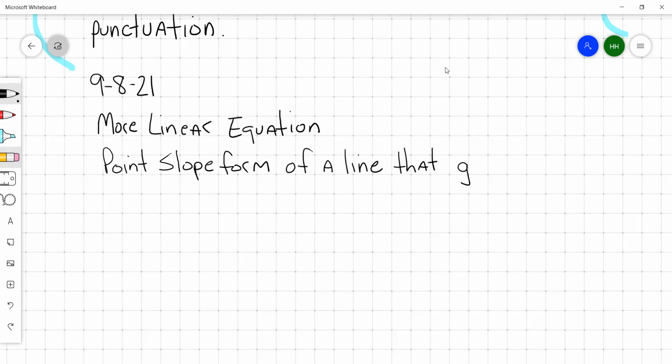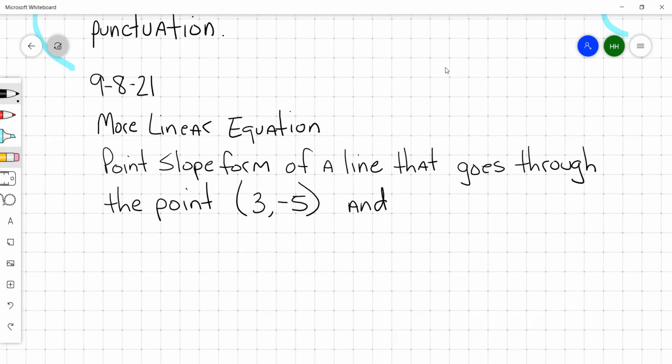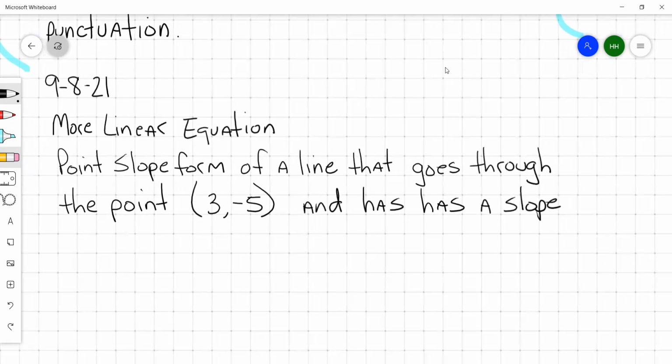that goes through the point, let's say it goes to the point 3, -5, and has a slope of 4. We're going to start off with a line that goes through the point 3, -5, and it has a slope of 4.